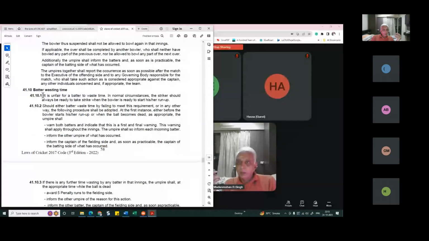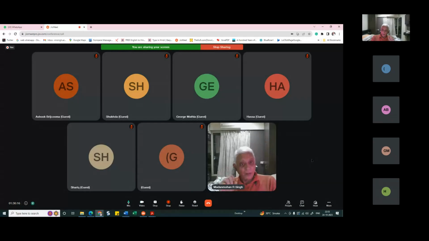Batter wasting time. It is unfair for the batter to waste time. In normal circumstances, the striker should always be ready to take strike when the bowler is ready to start his run-up. Should either batter waste the time by failing to meet this requirement, or in any other way, follow the procedure, warn both batters. That is how strict the law is, and it arms us well enough to take action against that erring batsman that you mentioned. But your recourse doesn't lie in this law. Punish him. Don't deny him that one ball.